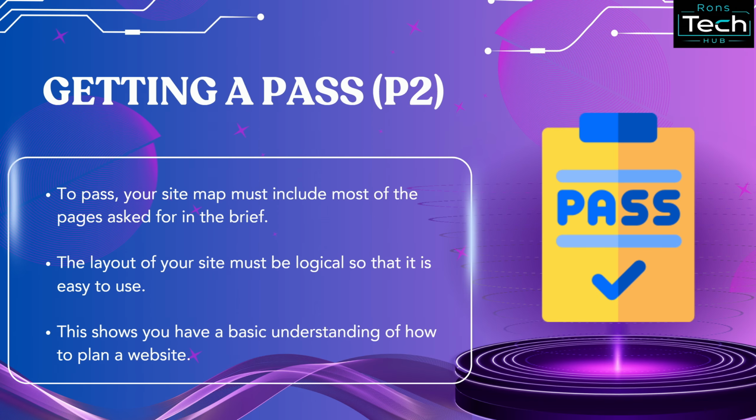Now, I'm going to change this slightly, and it says to get a pass, your site must include most of the pages asked for in the brief. The pages are going to be the easiest thing to make. It's the individual sections on each page that are going to be hard. So I just say do everything anyway.